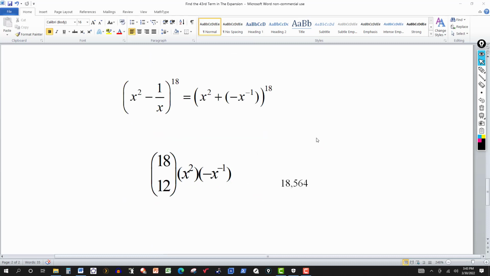And for this one, again, I rewrote it this way, and then the term for x squared and minus x to the negative 1. And we wanted the coefficient, which is this right here, for the term that would come out to x to the 0. So we said that would work if this would be a 6 and a 12, because that would give me x to the 12th times x to the negative 12. That would give me x to the 0. And then we computed the coefficient using the formula.